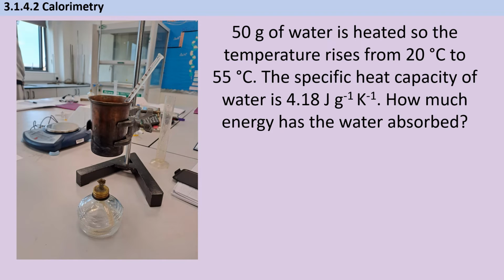So let's keep this straightforward to start with. 50 grams of water is heated so that the temperature rises from 20 degrees C to 55 degrees C. The specific heat capacity of water is 4.18 joules per gram per Kelvin. How much energy has the water absorbed? So the formula that we're using equals Q equals mc delta T.